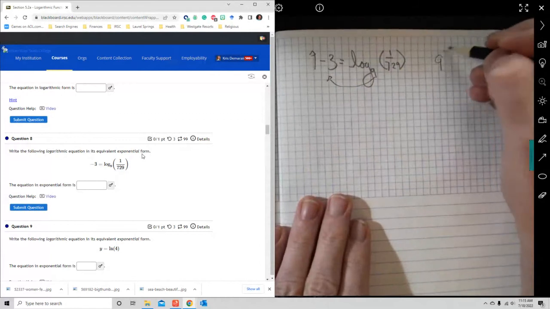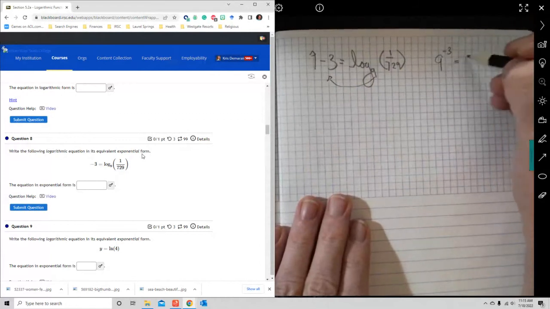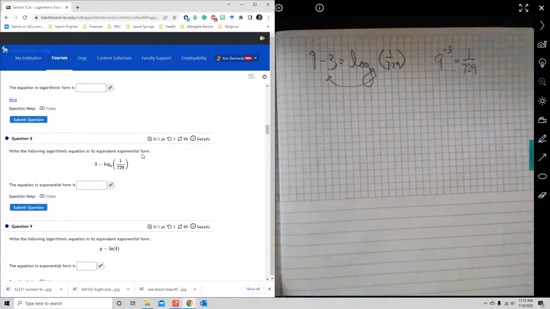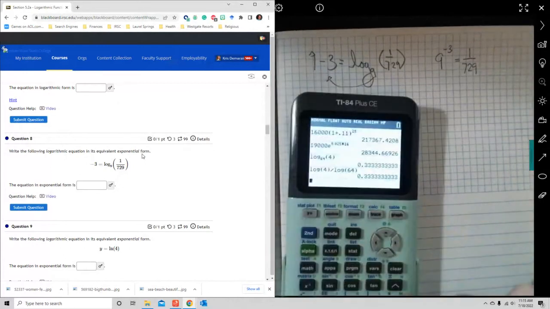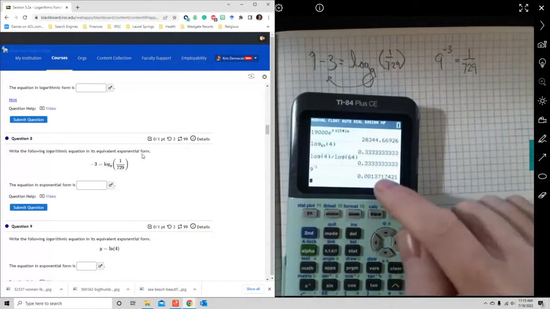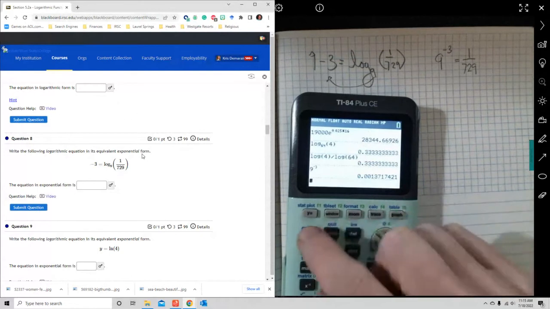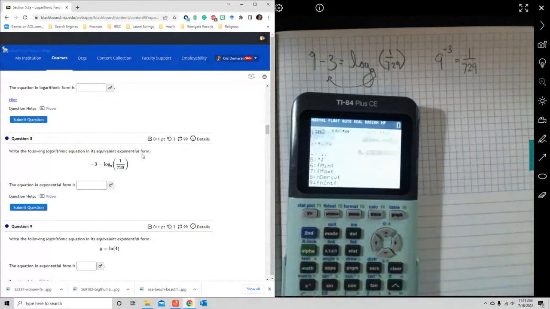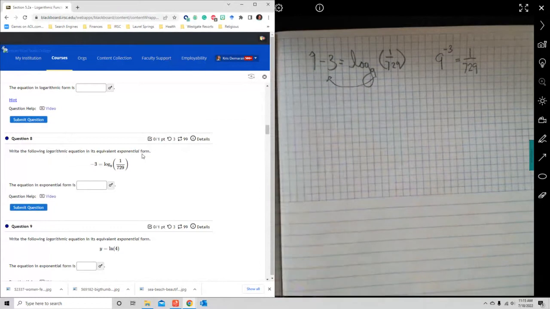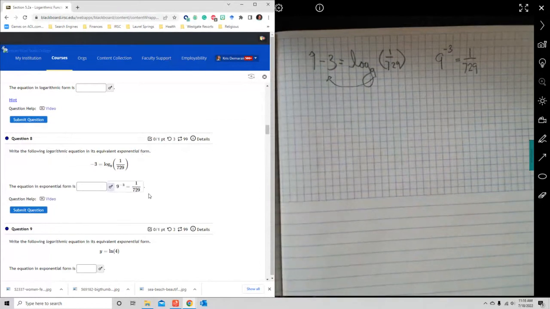So it's going to be 9 raised to the -3rd power equals 1 over 729. And if you were to literally take your calculator and evaluate 9 raised to the -3rd power, you'll get this. But watch, you hit math, enter, enter, and it gives you your answer of 1 over 729. So it works. Okay, so it's equivalent. So that's our answer we're looking for.